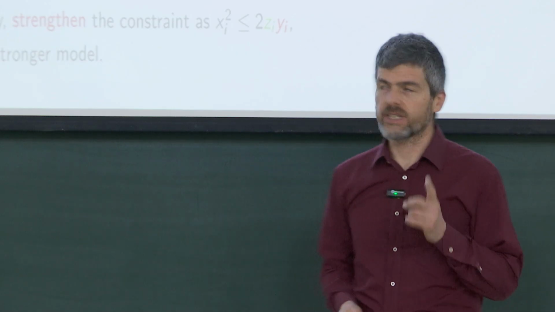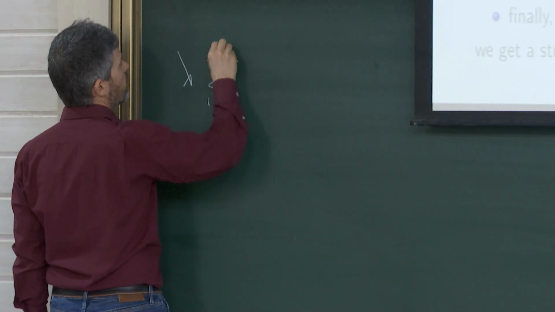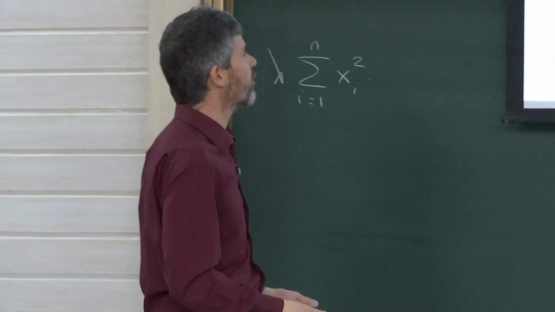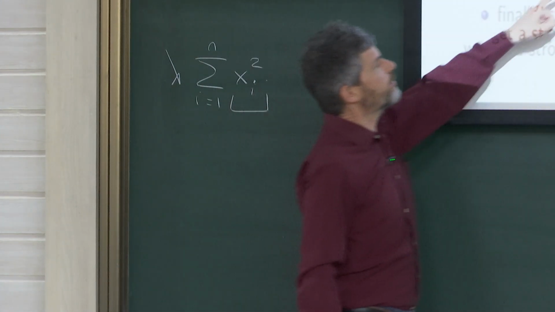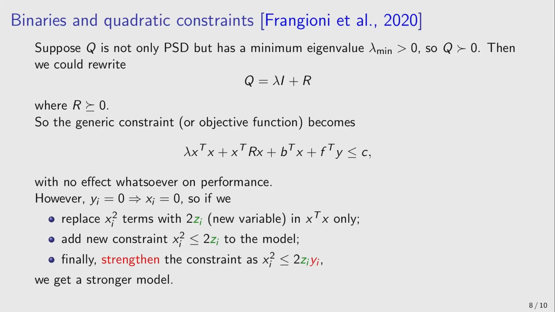Okay, here comes the nice part. yi equals 0 implies xi equal to 0. So in principle, I could take that lambda x transpose times x and replace every xi term, because lambda x transpose times x is going to be lambda, the sum over i from 1 to n of xi squared. I mean, this is really obvious. I don't like this xi term squared, so I simply replace it with 2 times zi, where zi is a new variable. So I introduce yet another variable.